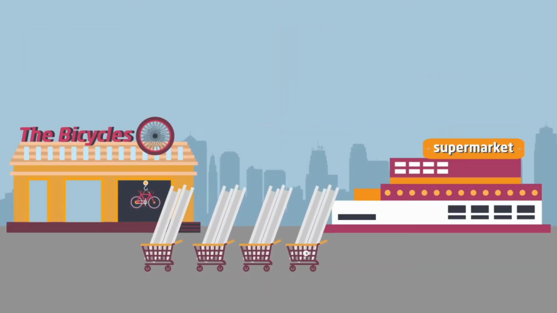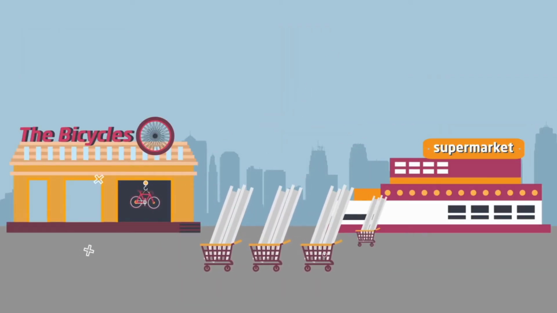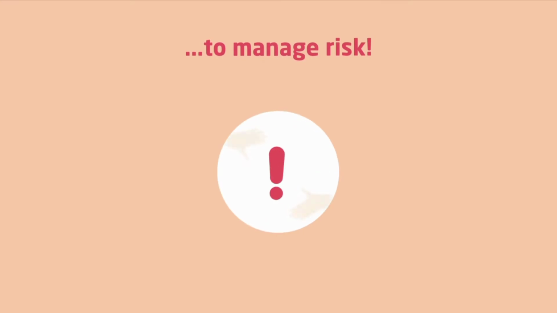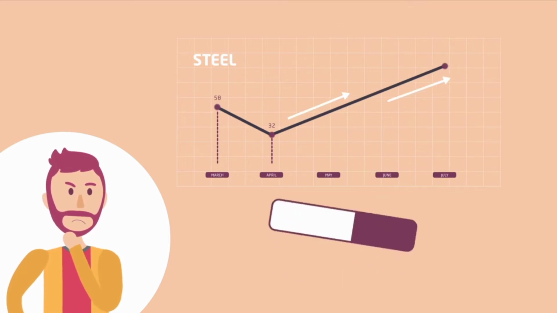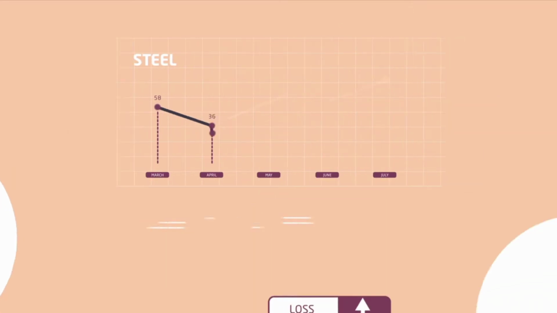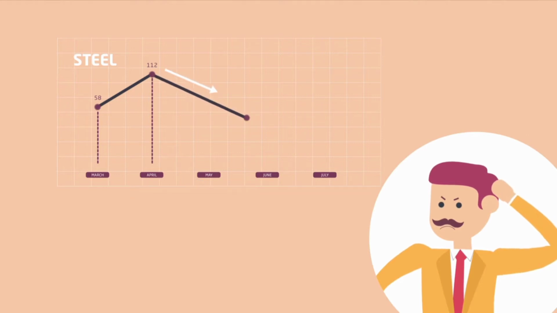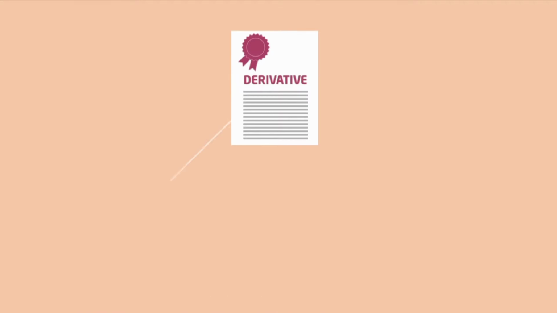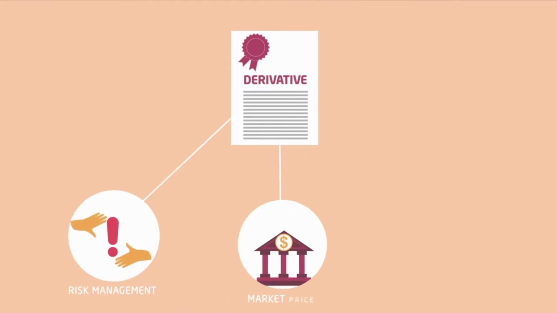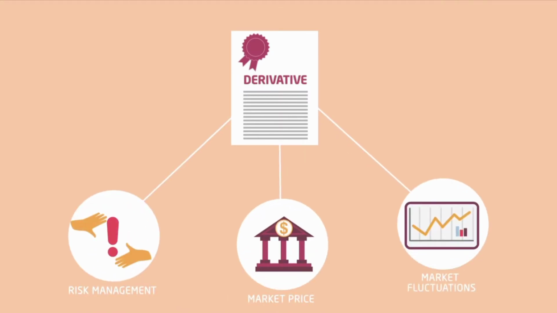Okay, but the question is, why not simply buy the steel when you need it? The answer is simple: to manage risk. Here is what John thinks. What if the price of steel skyrockets and I lose money? And here is what Harry thinks. What if the price of steel falls and I lose money? Each of them enters a derivative contract to manage risk, to agree on a price, and to protect himself from market fluctuations.